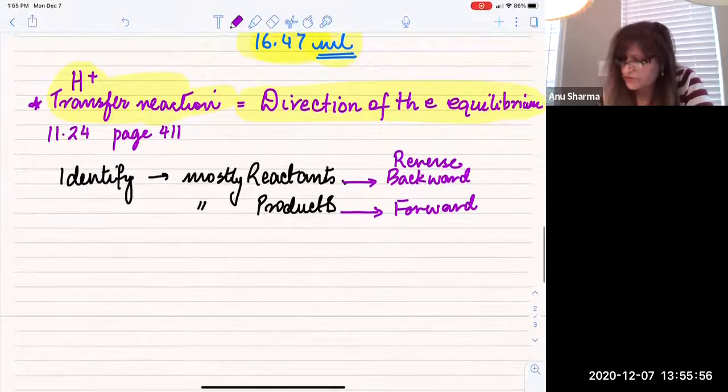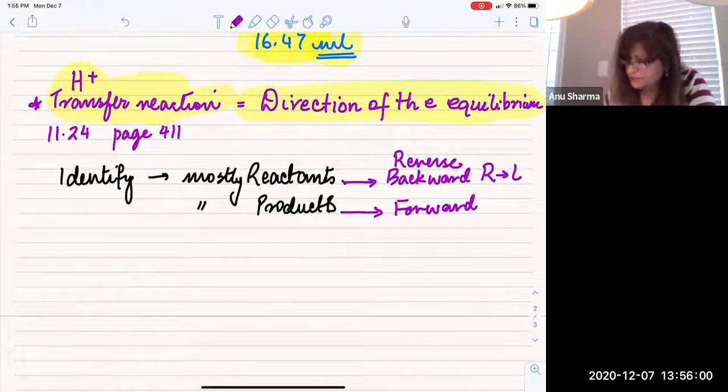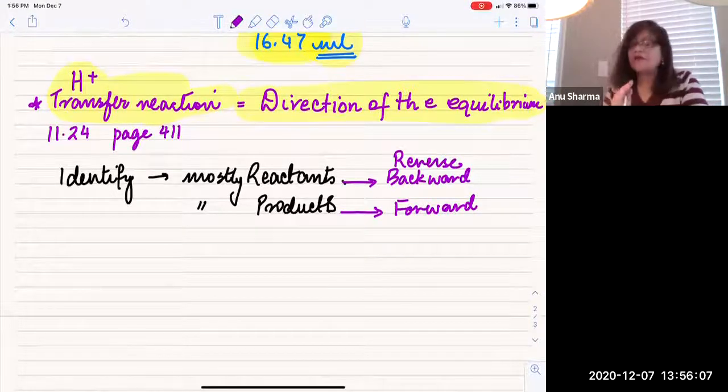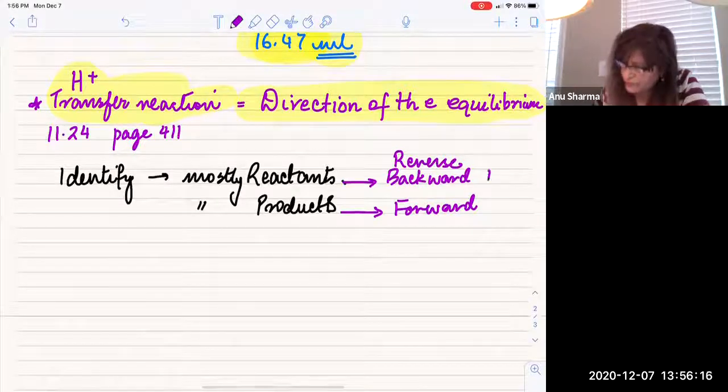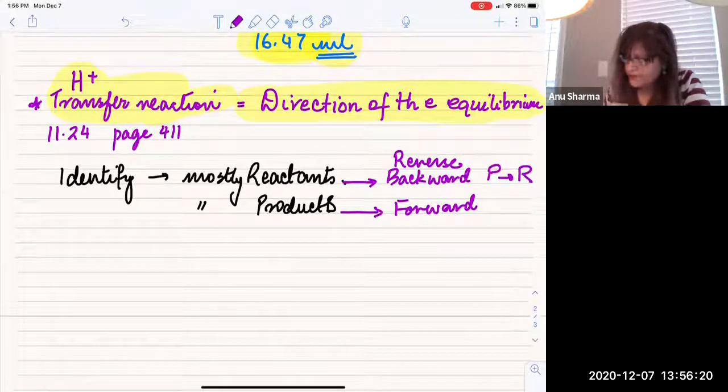So a reverse reaction moves from right to left, and a forward reaction moves from no, sorry, a reverse reaction moves from left to right. Sorry, wait 1 second. Backward reaction is going to move from the left to right. In other words, from the products to the reactant side. Okay, so put it that way. And the forward reaction is moving from the reactants to the product side. So that's what it is.